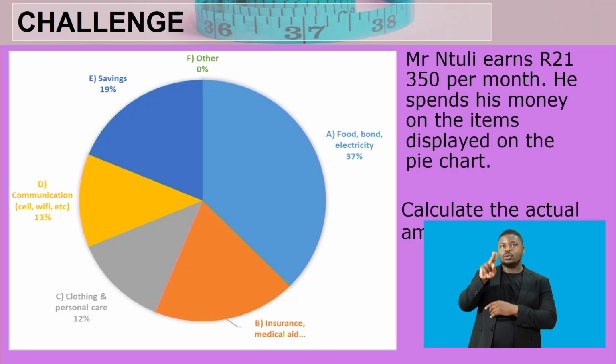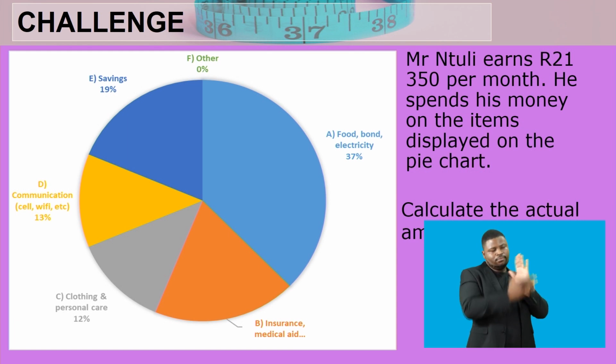Then we move on to the question that I want you to do during your spare time. We've got Mr. Ntuli earns 21,350 per month. He spends his money on items displayed on the pie chart. We are given all of these items that are displayed there.